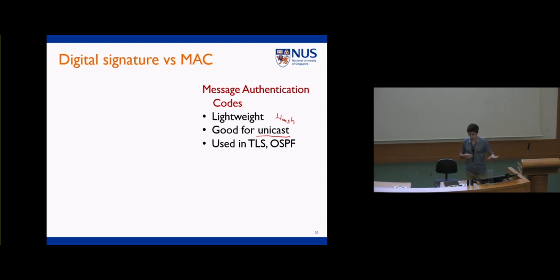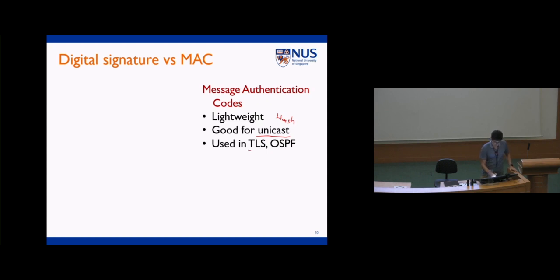But if I have a multicast communication setting or a broadcast communication setting where I have to share keys with multiple people, then any of these destinations can also forge a message on behalf of me and claim that the message is coming from me. So MAC is only good for unicast settings. For broadcast settings, it is not that preferable.